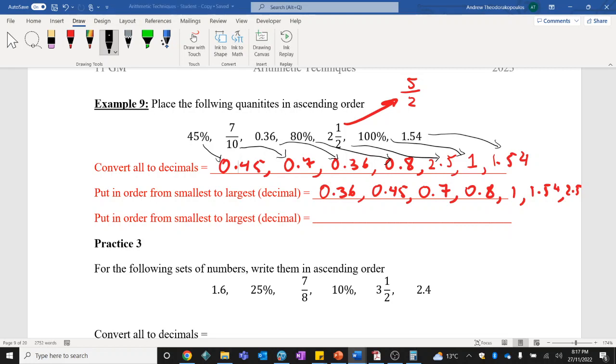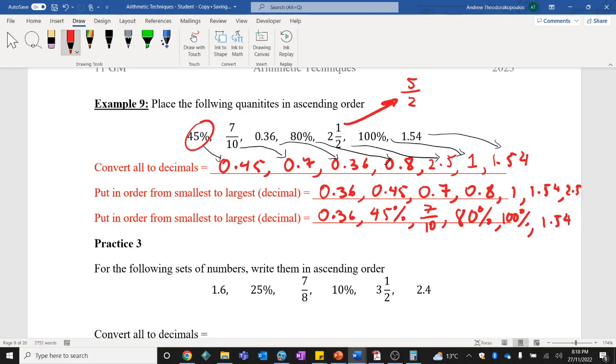Now let's just bring back the originals. So 0.36 was just a decimal to begin with. 0.45 was 45%. 0.7 was 7 over 10. 0.8 was 80%. 1 was 100%. 1.54 was just 1.54. And 2.5 was 2.5 as a fraction.